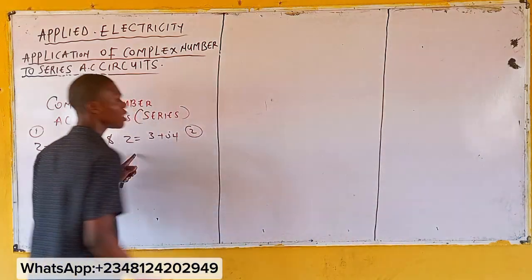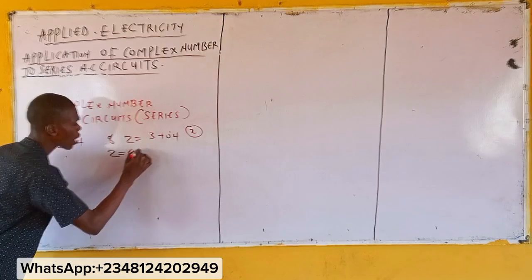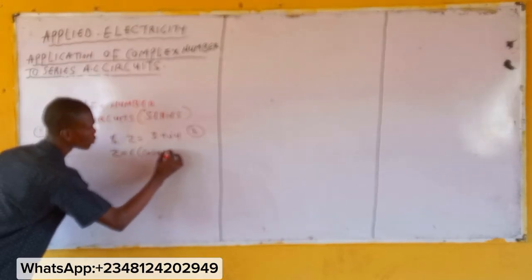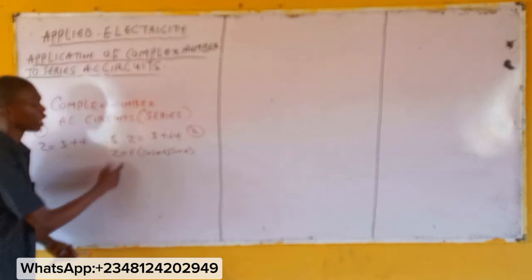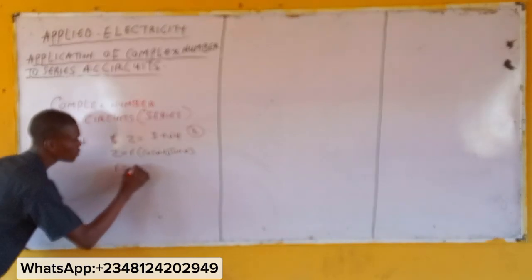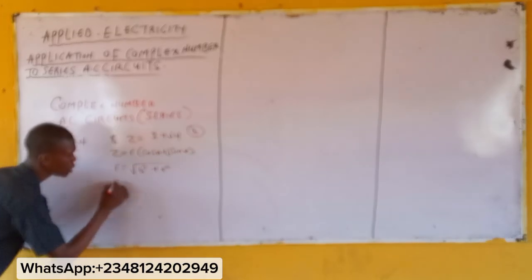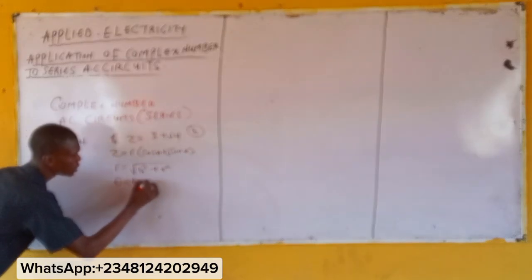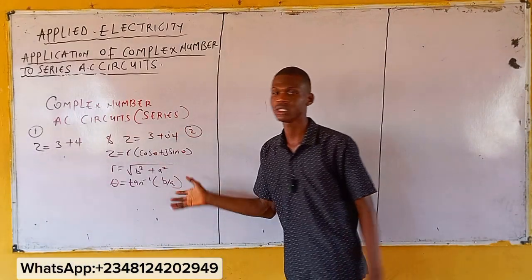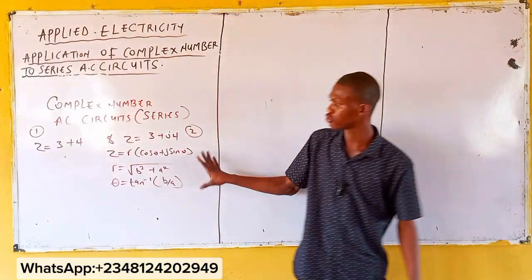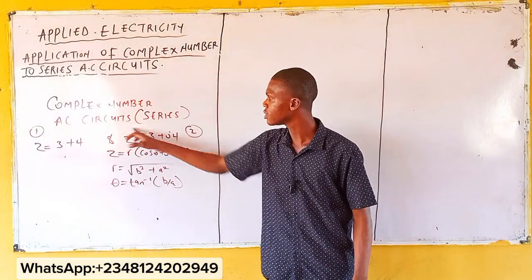Now, the rectangular form of a complex number is this. The polar form is z = r(cos θ + j sin θ). So this is what we'll be using. And from here, how do you get r? By formula, r is the square root of b² + a². How do you get your theta? Tan inverse of b over a. So we won't be discussing much on this. We already know this, but you can just recall it, just take note of this. That's for complex number.